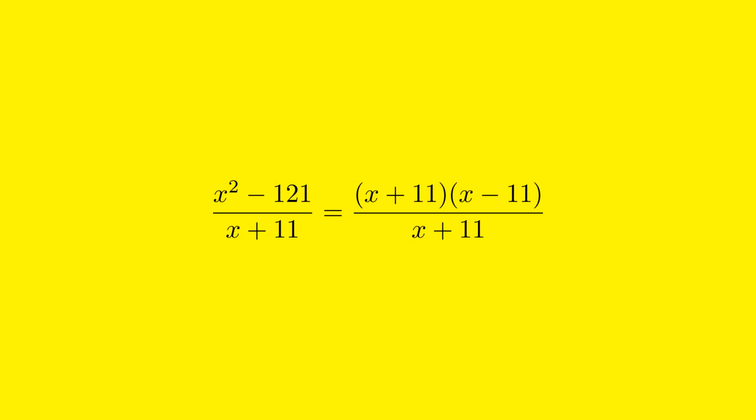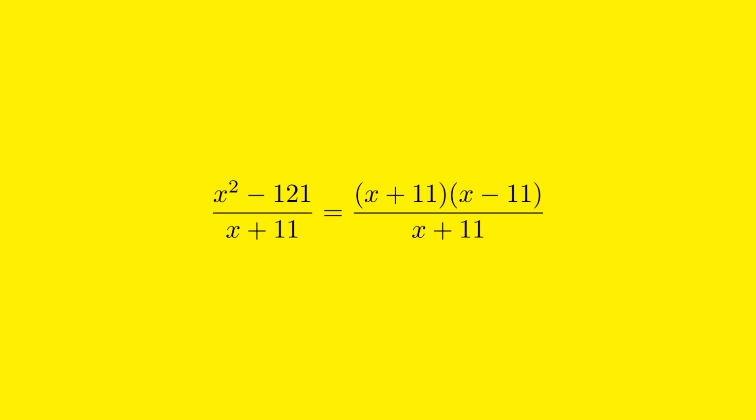Step 1. Begin by factoring the numerator. X squared minus 121. Recognize that x squared minus 121 is a difference of squares. This can be written as x plus 11 multiplied by x minus 11.